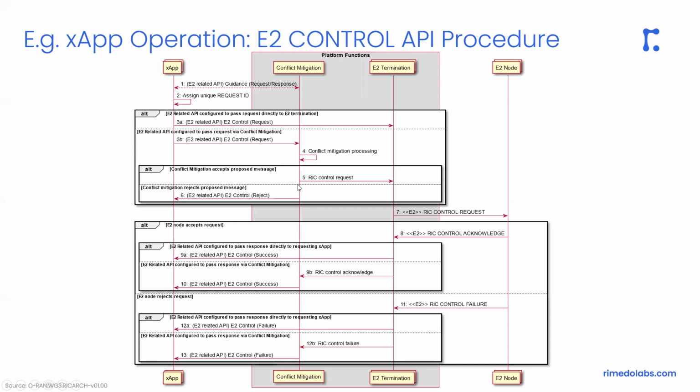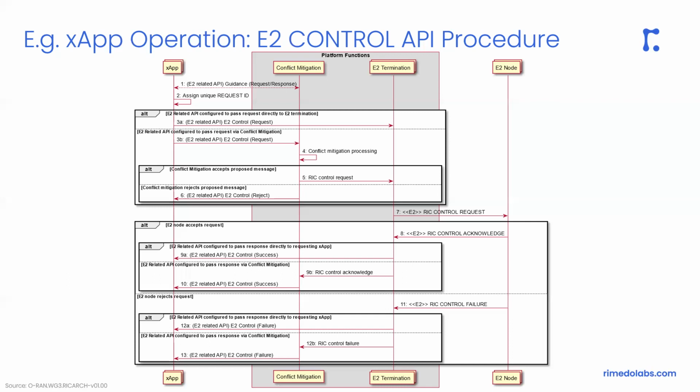And then if it's okay, it sends that to the E2 termination point. If it's not okay, if it doesn't agree, then it sends the reject to the xApp. And then only after this, after the agree, the E2 termination point sends the RIC control request to the E2 node. And then the E2 node sends the acknowledgement or failure, depending on whether it performed that action correctly or not.